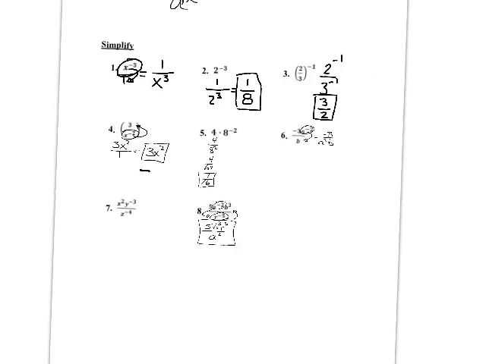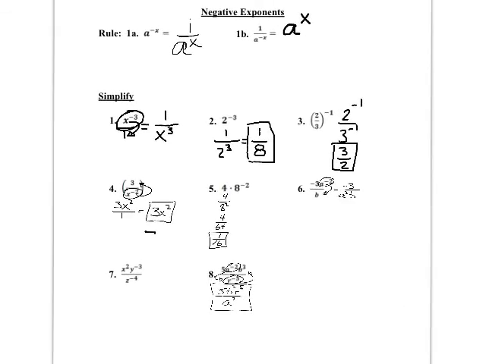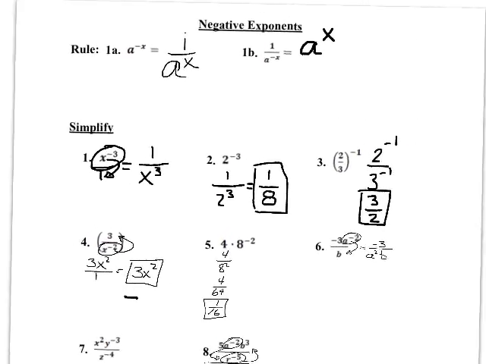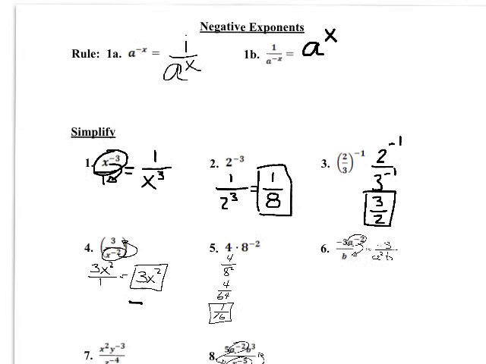Okay, so negative exponents aren't terribly difficult. It's just that you've got to remember that if it does have a negative exponent, if it's in the numerator, it should move to the denominator. If it's in the denominator, move it to the numerator. Pretty simple idea.